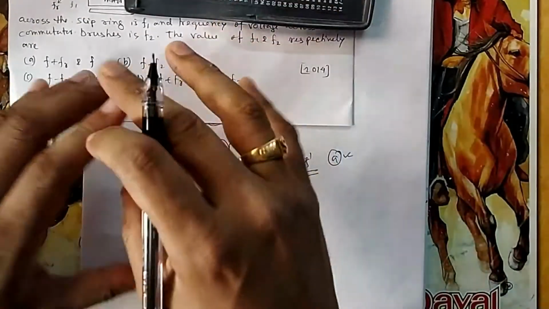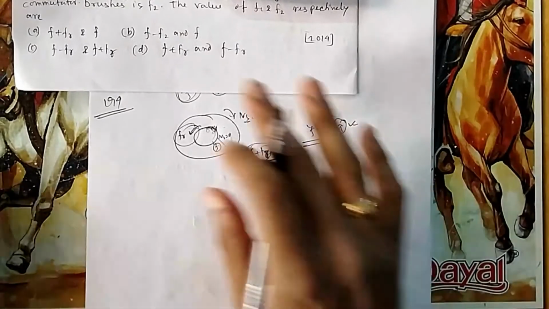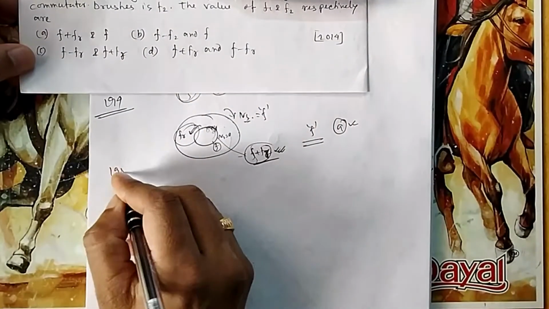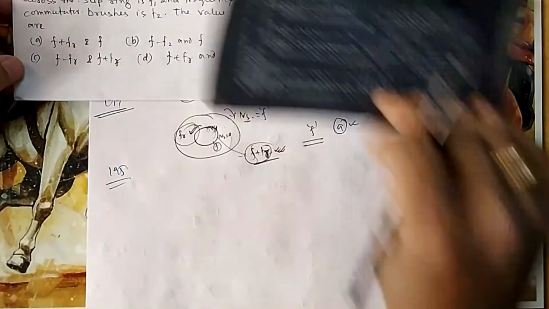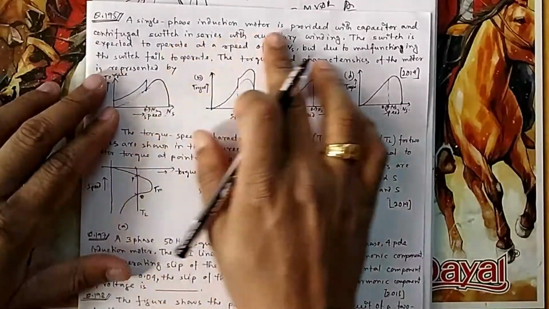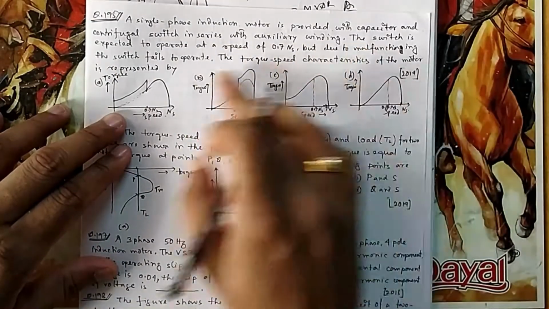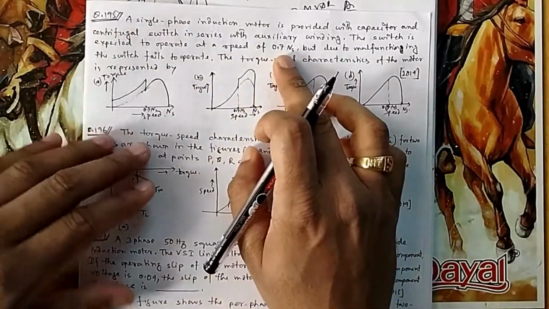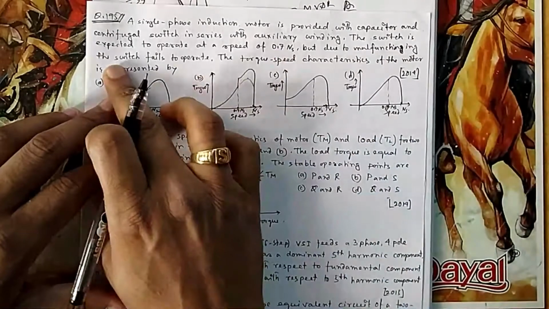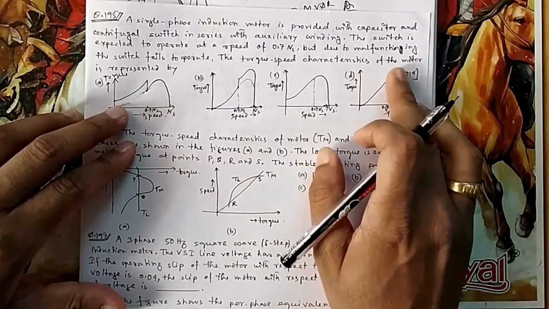So you have to understand the basic mechanical difference between slip ring and commutator. That gives you a clear idea of this one, question 194. Next, if you come to 195, a single phase induction motor is provided with a capacitor and centrifugal switch in series with the auxiliary winding. The switch is expected to operate at 0.7 Ns, but due to malfunction the switch fails to operate. Find the torque speed characteristics of the motor.